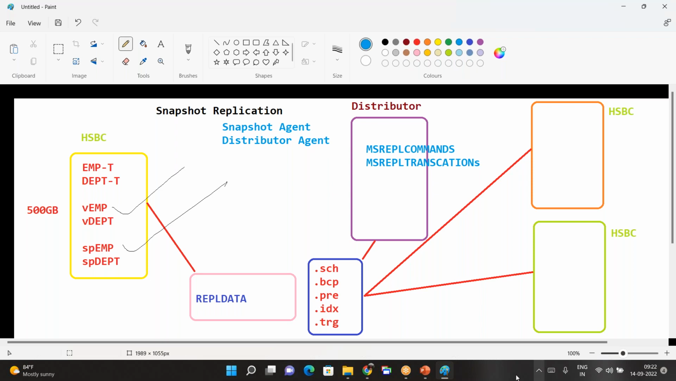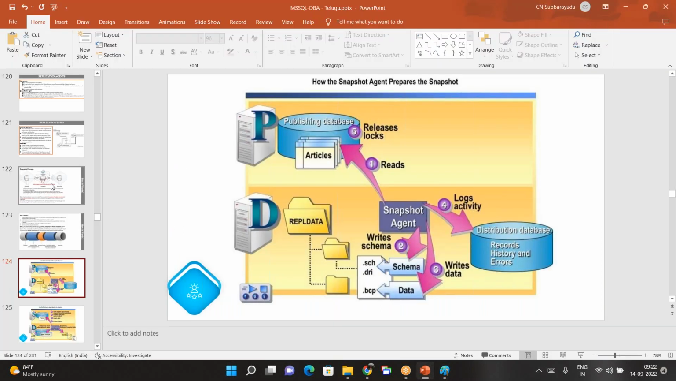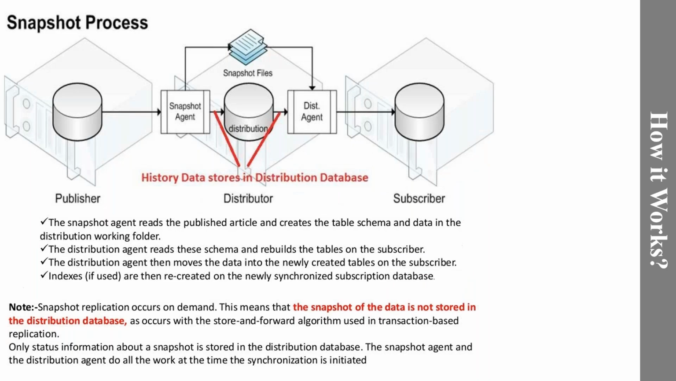See, that's what even this picture is showing, sir. The snapshot agent reads the publisher articles and creates the table schema and data in the distribution working folder. That is nothing but the REPL folder, sir. Someone will call it a distribution folder, someone will call it a replication folder, REPL folder, someone may call it a snapshot folder. Whatever names they are giving, okay, no problem.